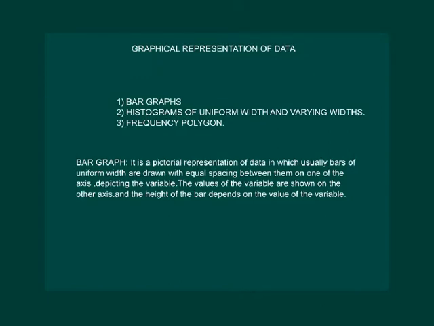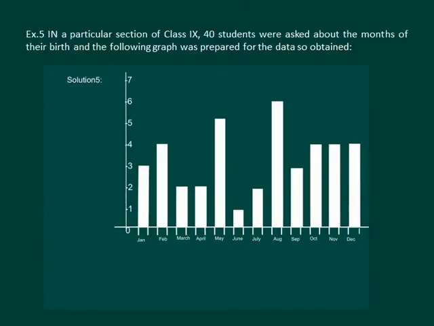Let us take an example and move further with the bar graphs. In a particular section of class 9th, 40 students were asked about the month of their birth, and the following graph was prepared for the data so obtained. Here we can see that the given graph is a bar graph. It has bars of equal width and there is equal spacing between them on the x-axis.